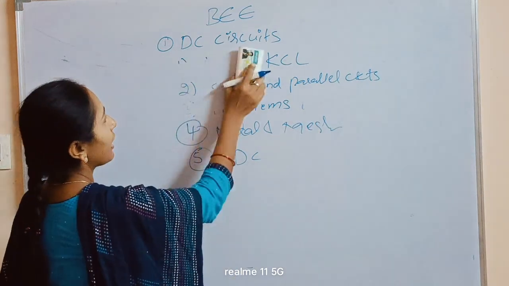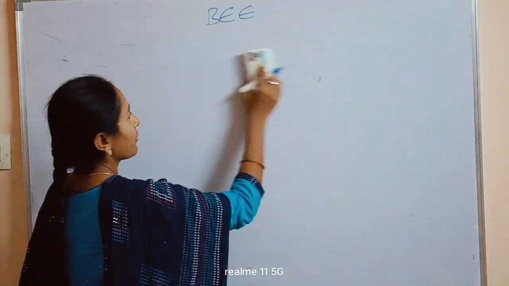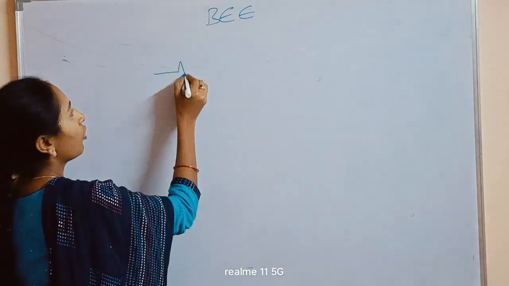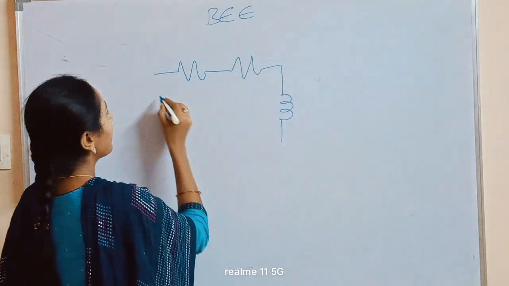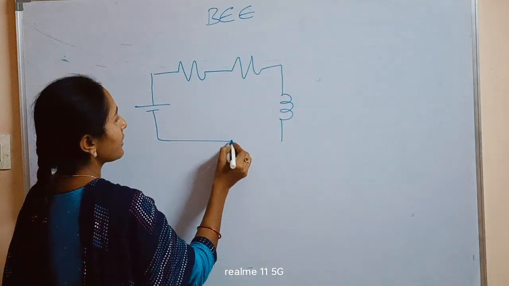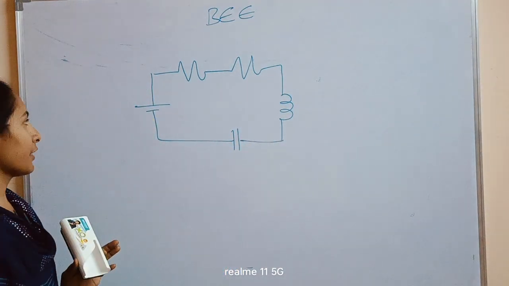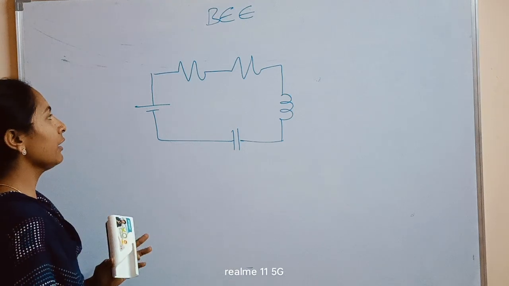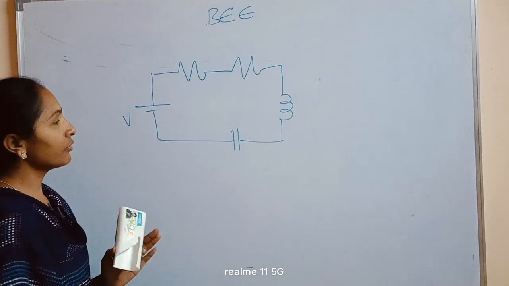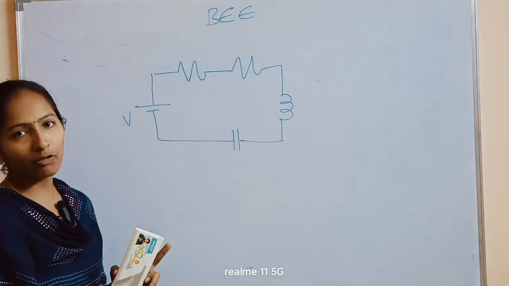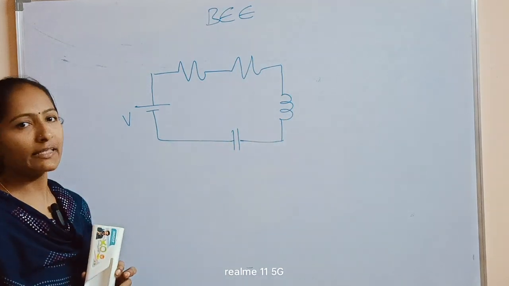First of all, I am discussing the basic circuit. What do you mean by circuit? A circuit is a combination of active and passive elements. I am considering a simple circuit. This is the source, I am applying V amount of voltage. This supply is called the active element, and the remaining elements are passive elements.